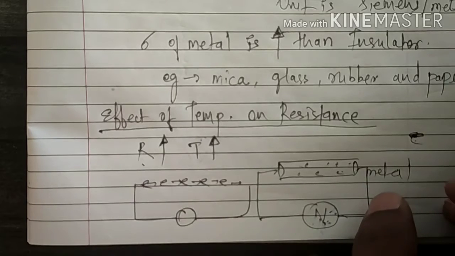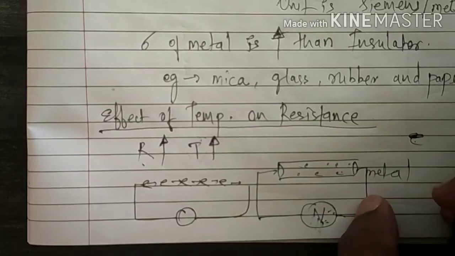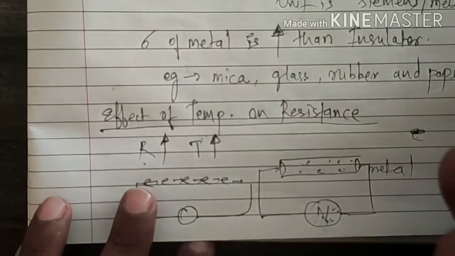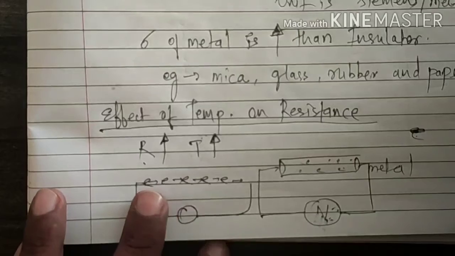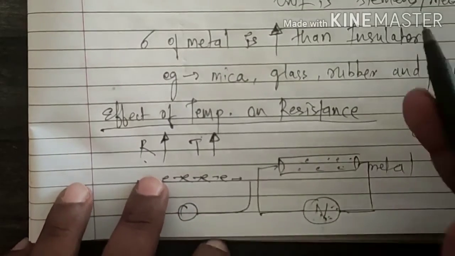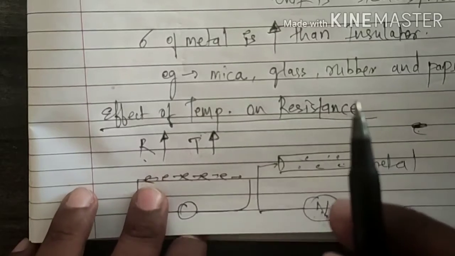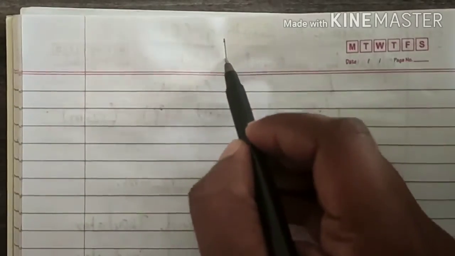Effect of temperature on pure metal. If I am giving a high temperature to a pure metal, the resistance of all the metals changes with the change in temperature, but different metals show different resistance values with the change in temperature. Let's suppose there is one graph. So this is the graph.